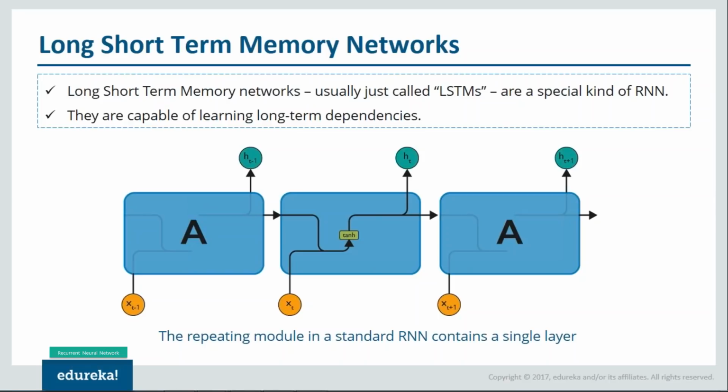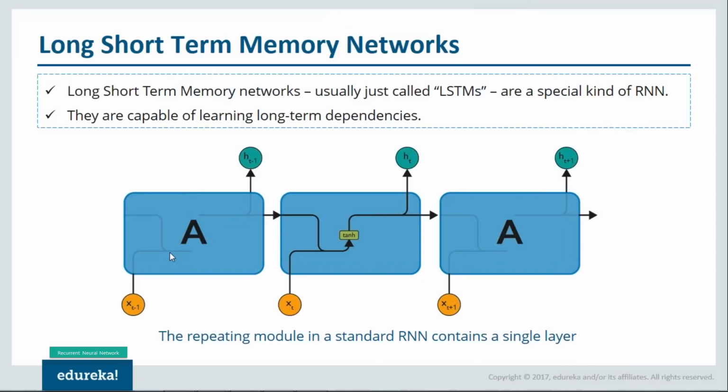Now LSTMs also have a chain-like structure like recurrent neural networks. All recurrent neural networks have the form of a chain of repeating modules of neural networks. In standard RNNs, the repeating module will have a very simple structure, such as a single tanh layer that you can see. This tanh layer is nothing but a squashing function. What I mean by squashing function is converting my values to between -1 and 1. That's why we use tanh. And this is an example of an RNN.